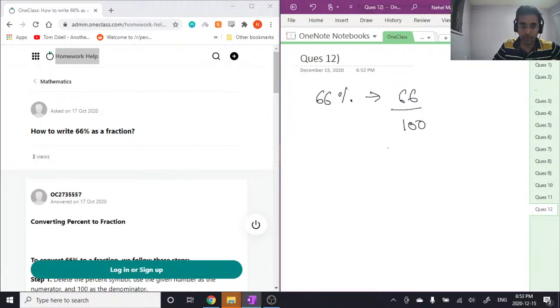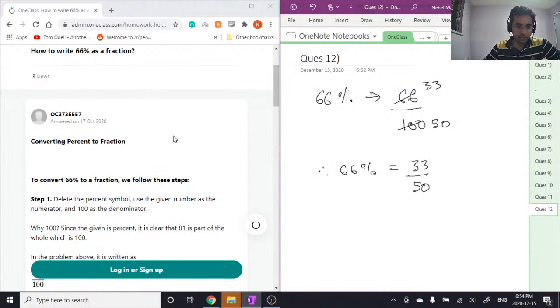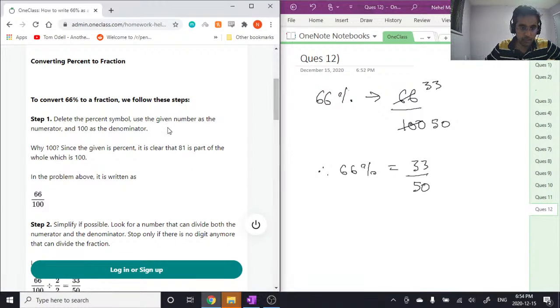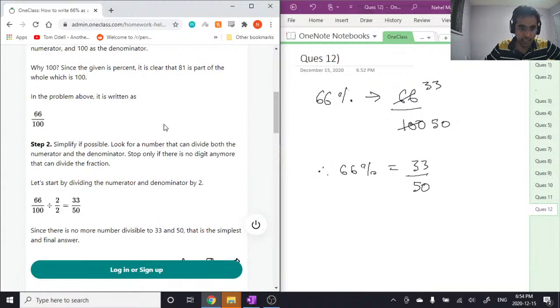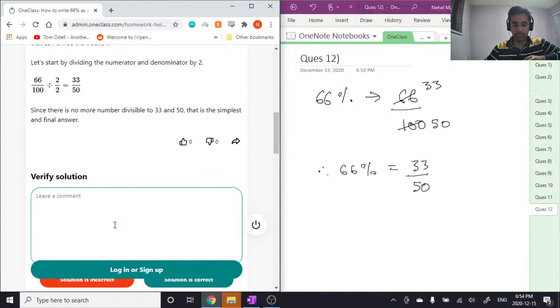So this is a fraction, but we can simplify this further because we know that 66 is divisible by 2 and so is 100. If I divide this by 2, I get 33, and if I divide this by 2, I get 50. So therefore, 66% is equal to 33 over 50, which is the simplest fraction we can get to. So delete the symbol and divide by 100, that's correct. And then you can divide both by 2 and you get the final answer.